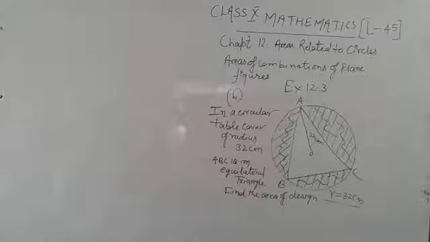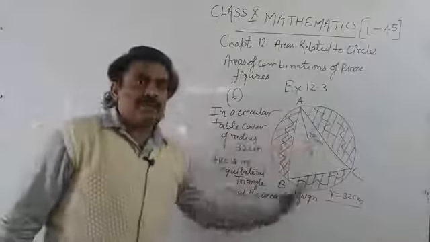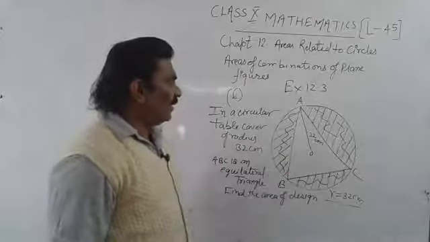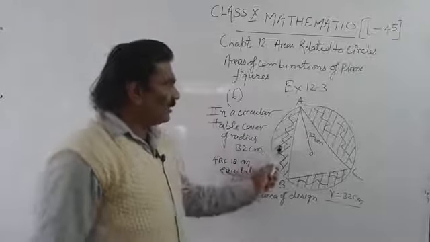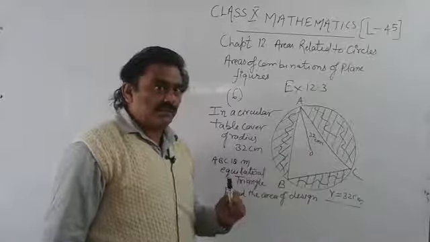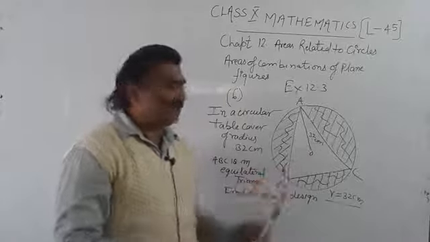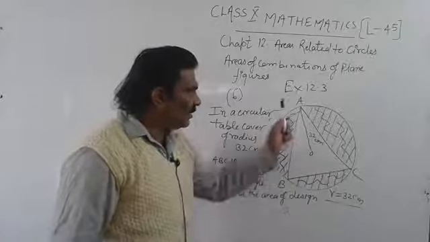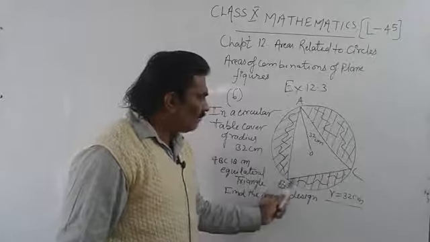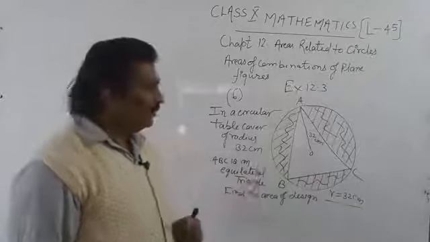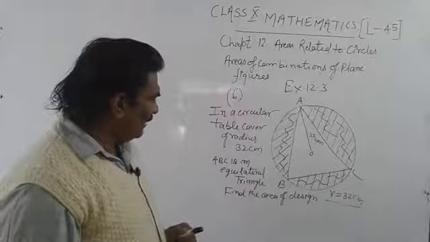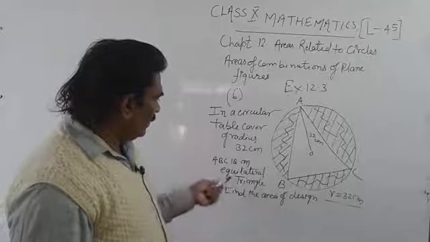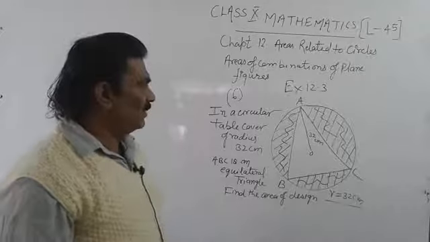So students, we have question number 6. In this question, there is a table cover which is circular in shape and the radius of this cover is 32 centimeter and this cover consists of 3 designs. Designs are in the shape of segment and between them there is an equilateral triangle. Okay students, and we have to find the area of design.